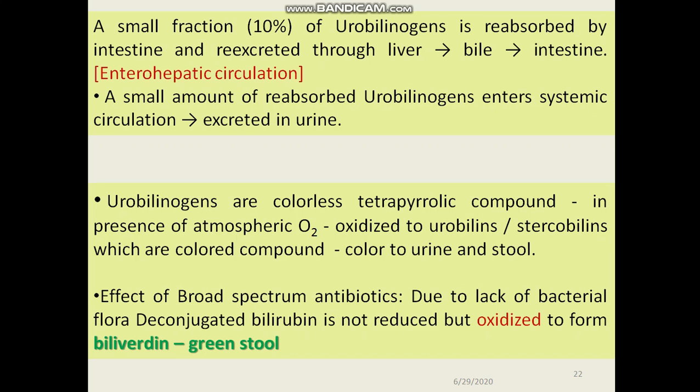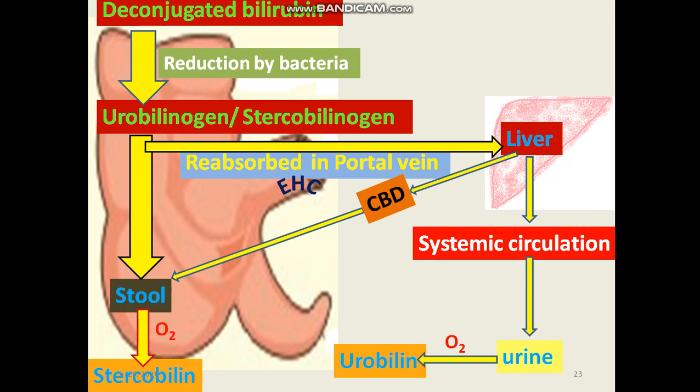What are the effects of broad spectrum antibiotics? What happens when we take antibiotics? Some useful bacteria present in the intestine are also damaged, and this causes the conjugated bilirubin to not be reduced but oxidized to form biliverdin, which imparts a green color to stool. I will show it to you in this diagram.